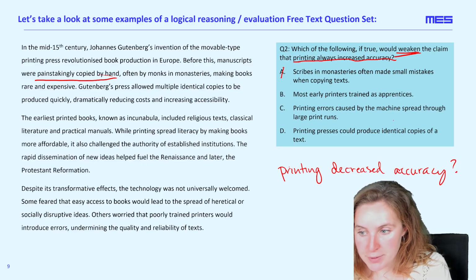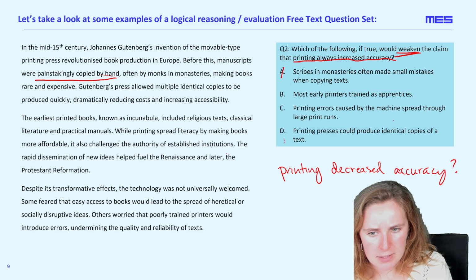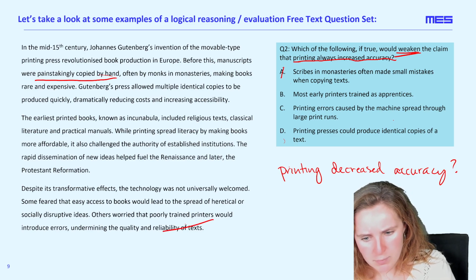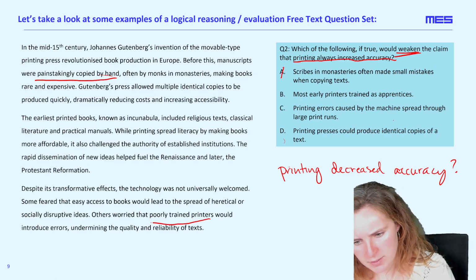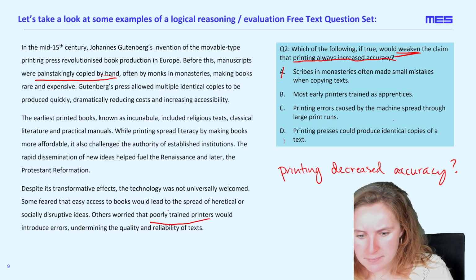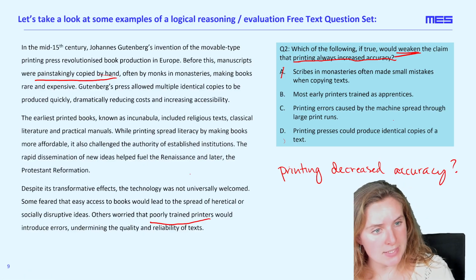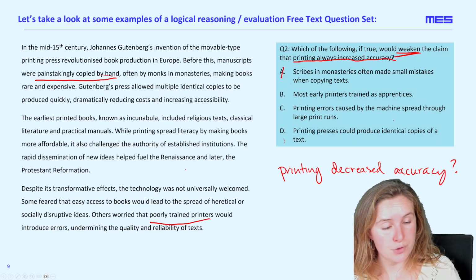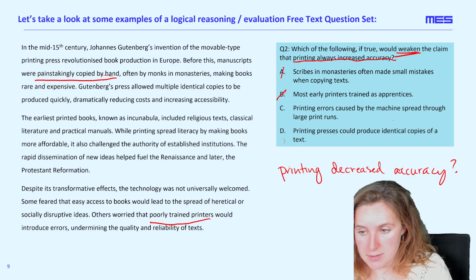Most early printers trained as apprentices. I can't see the key word apprenticeship. I can see, however, poorly trained printers here, that would introduce errors, but that has nothing to do with why they might decrease accuracy just because they're apprentices. Indeed, it might be that they increase accuracy because they've been trained well. So we can definitely not conclude that that would weaken the claim that printing always increased accuracy.